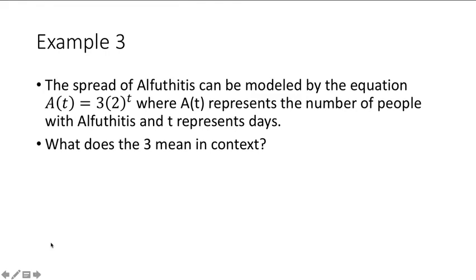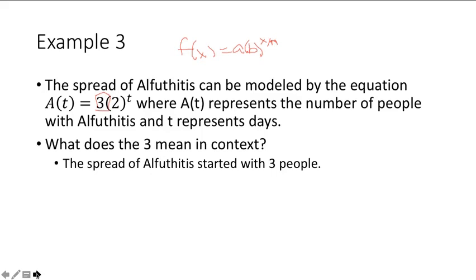Well, again, the 3 here is in place of the A. So again, if we think back, notice this time that I don't have a decimal. I have a 2. So we can think of this in terms of our f of x equals A times B to the x over n power. So the 3 is in place of the A. So that's going to tell me that the spread of alpha-thyroiditis started with 3 people.